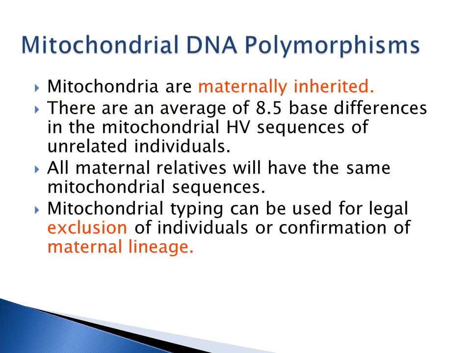There's an average of 8.5 base differences in the mitochondrial hypervariable sequences of unrelated individuals. All maternal relatives will have the same mitochondrial sequences, and mitochondrial typing can be used for legal exclusion of individuals or confirmation of maternal lineage.